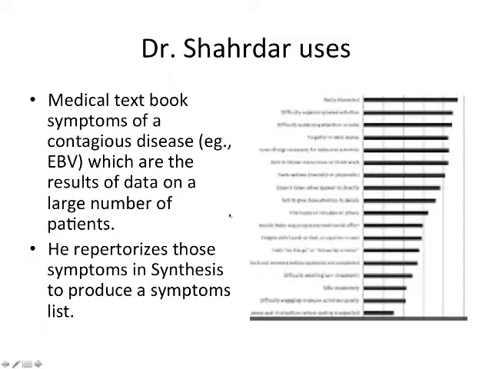Dr. Shahrdar uses a medical textbook to gather his symptoms. I'm not sure, I don't think he just uses one, but many textbooks to get the symptoms of contagious diseases. In this example, it's EBV, which are the result of data on a large number of patients. So the patient group is the group who are proved to have become sick because of EBV. That's the group. It's kind of an abstract group. It's not that Dr. Shahrdar has seen these patients.